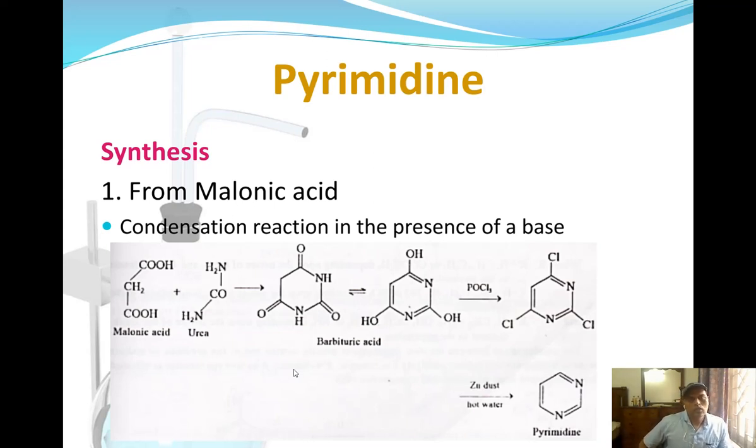So next, let's go to the synthesis of pyrimidine. First method is from malonic acid. It's a condensation reaction in the presence of base, so OH minus, right? Malonic acid reacts with urea, and in the presence of base, you are going to get barbituric acid.